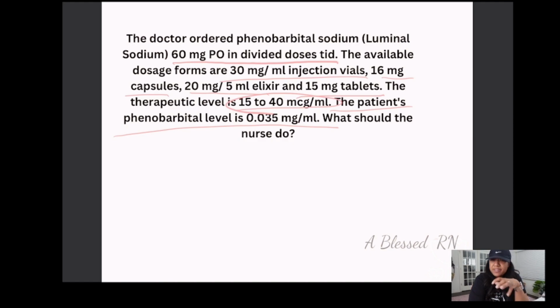So we look in our problem for another hint. It says the therapeutic level is this. So we got this level and we see this level. So let's compare this level to that level. But this level is in milligrams per milliliter, and that level is in micrograms per milliliter. That means we have to convert. So let's convert.